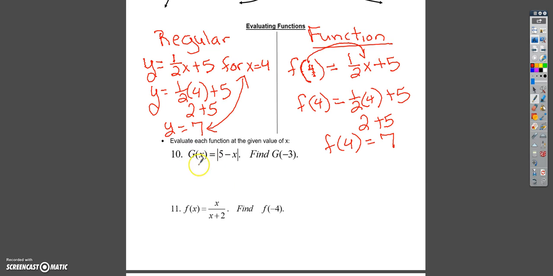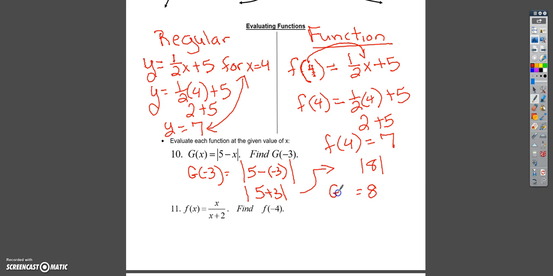So all it means is to take whatever this is and put it in place of your variable. So number 10. Find g of -3. So g of -3 means we're going to put 5 minus, and in place of x we're going to put -3. So first we have to do what's inside, which becomes 5 plus 3, which becomes 8, and the absolute value of 8 is 8. So when x is -3, y is 8.